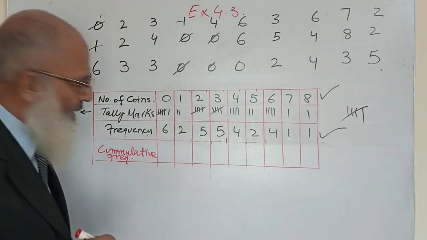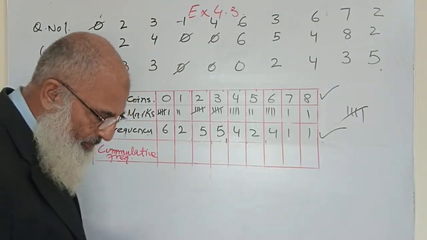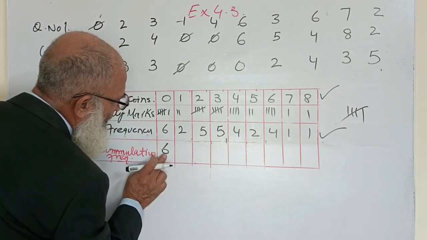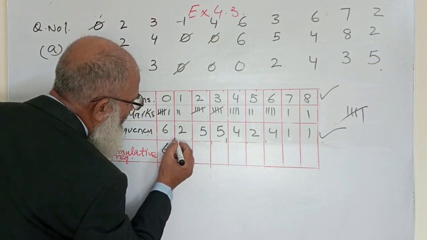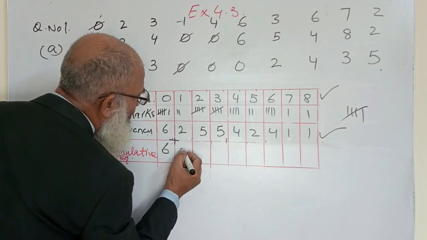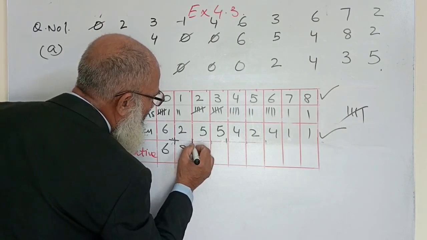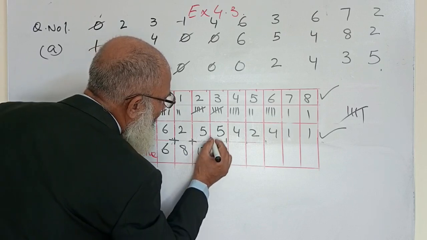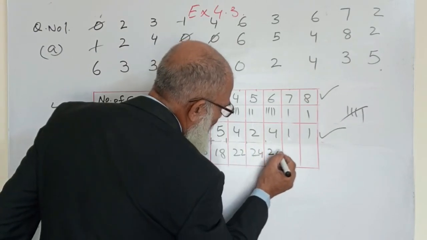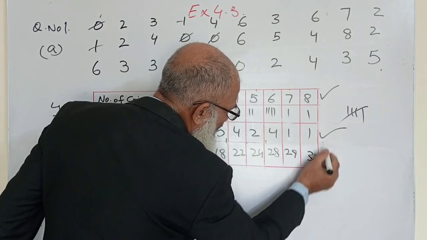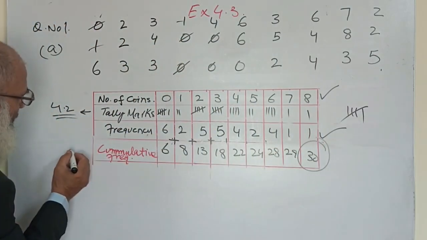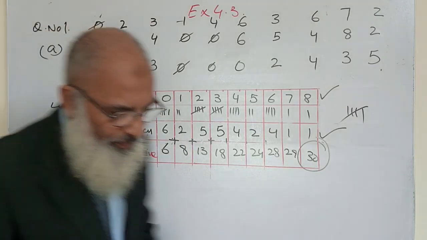Cumulative frequency, additive method. The first one will remain as it is. First plus second, you have to add this. Plus 6, plus 2, 8. 8 plus 5, 13. 13 plus 18, 22, 24, 28, 29 and 30. So this is the answer for part number E of the same question.